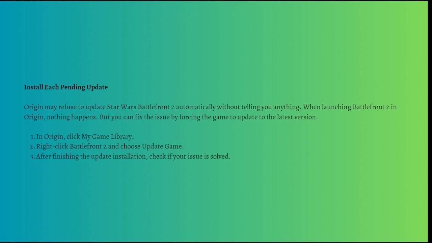And then what you can do next is install each pending update. Origin may refuse to update Star Wars Battlefront 2 automatically without telling you anything, so when launching Battlefront 2 in Origin, nothing happens. But you can fix the issue by forcing the game to update to the latest version. To do that, in Origin, click My Game Library, then right-click Battlefront 2 and choose Update Game. After finishing the update installation, check if your issue is solved.